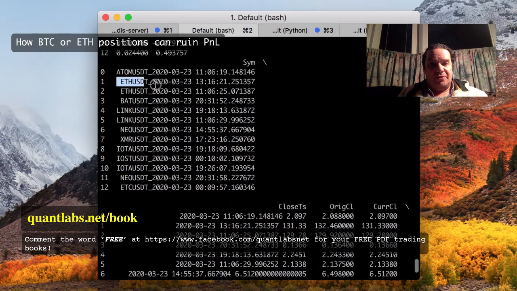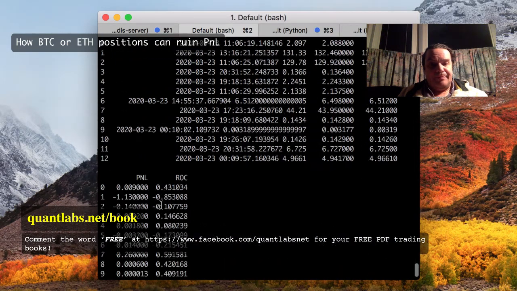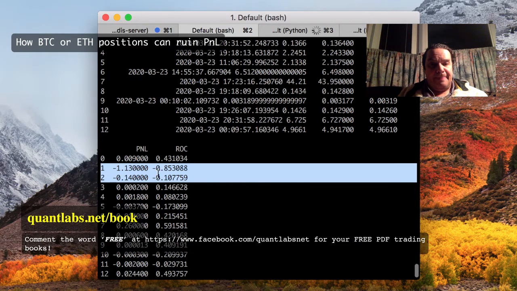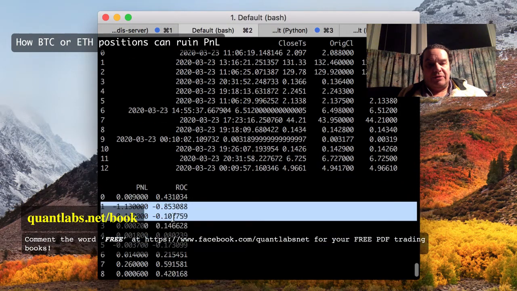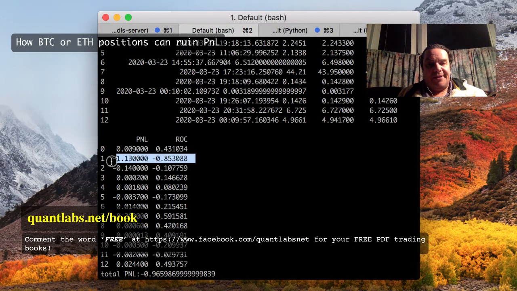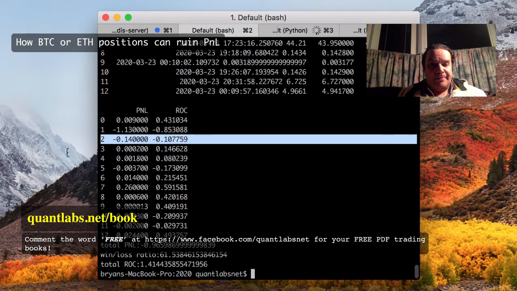There's two positions here, this Ethereum USDT, 1 and 2. So when we look at them, you can see right here they're negative, okay? And looking at the size of the coin, Ethereum at $132, you can see when it goes negative, it goes large. And even though we have a few positions that were pretty strong positive, this one position right here knocked it all out. And this one didn't help either. So as a result, that's negative.